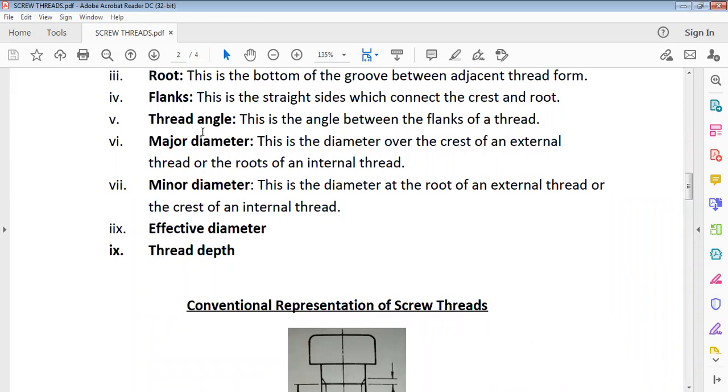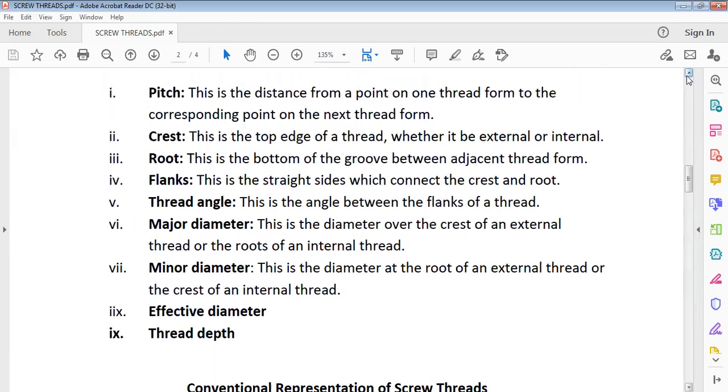And then we also have thread angle. So it's the angle between flanks of a thread. Major diameter is the diameter over the crest of an external thread or the root of an internal thread. So let me show you major diameter.